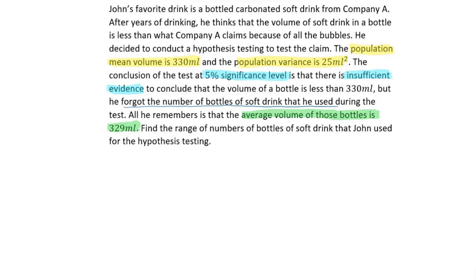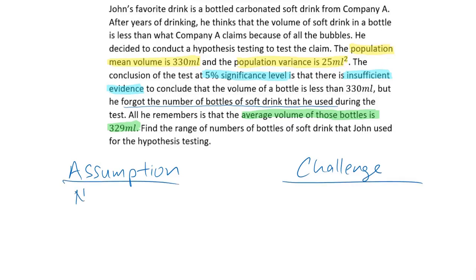So as always, I would like to write down two categories. One is your assumption, one is your challenge. Assumption, you can think of it as your null hypothesis, so our notation is H0. Challenge is your alternative hypothesis, and the notation is H1.